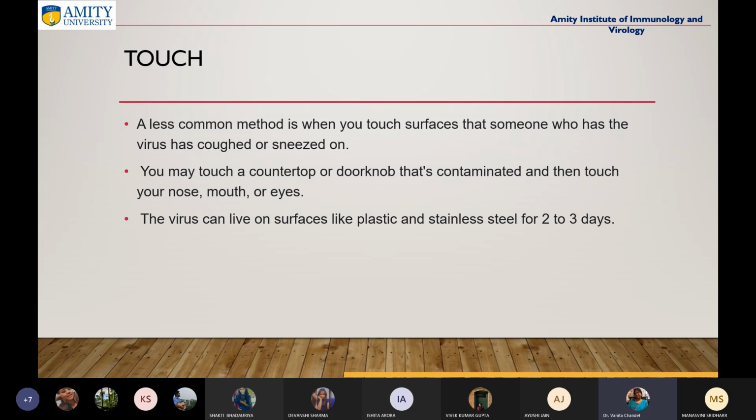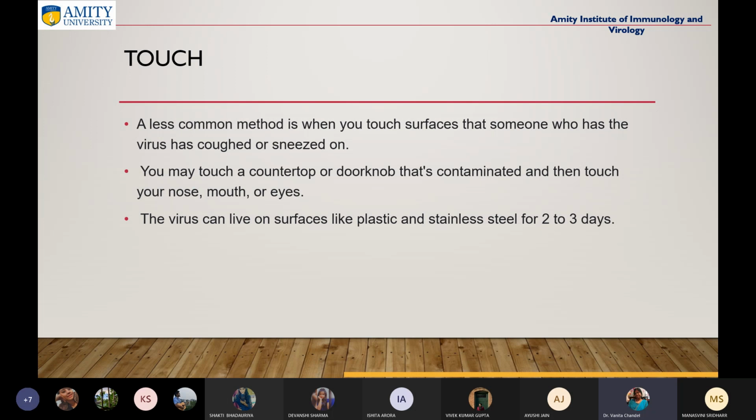This is not very common, but yes, the droplets are not visible, so unknowingly it can happen. We may touch countertops or door knobs. That is more common: someone has cleaned their nose, there are some droplets on their hands, and they use those hands to open the door knobs, and those knobs are used by us, so there are chances. But there are chances only when we touch our eyes, nose or mouth with those hands without cleaning. Then it is a possibility. Virus can live on surfaces like plastic and stainless steel for 2-3 days. These are just particles, so they can stay there for some time.